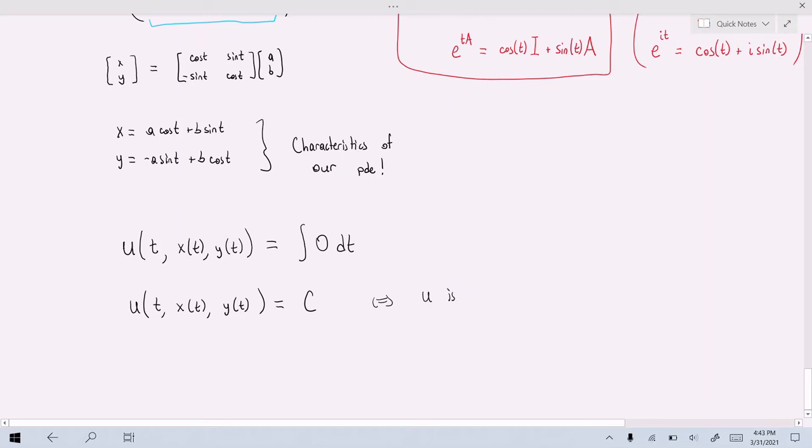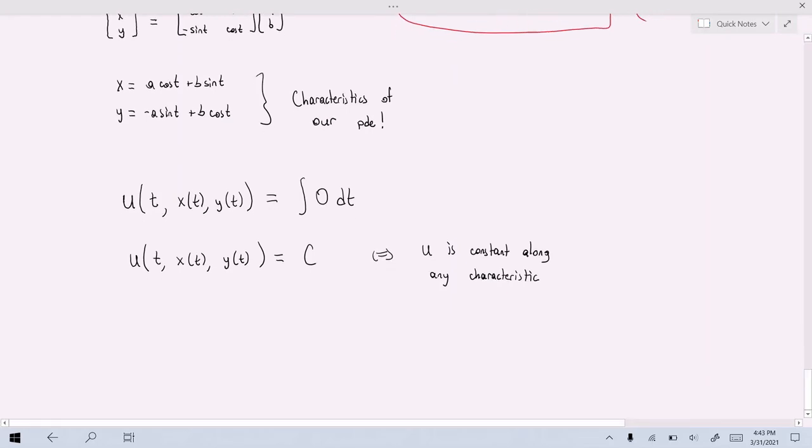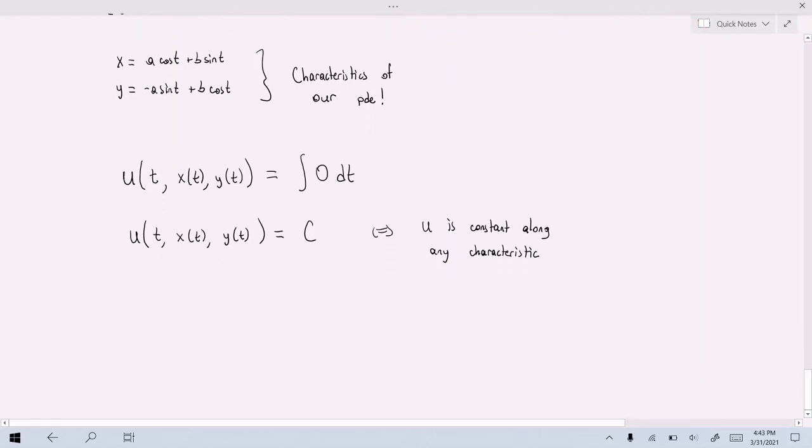Let's word it like this. So yeah, u is constant along any characteristic. Again, we want to get an expression for u evaluated at an arbitrary point t, x, y.